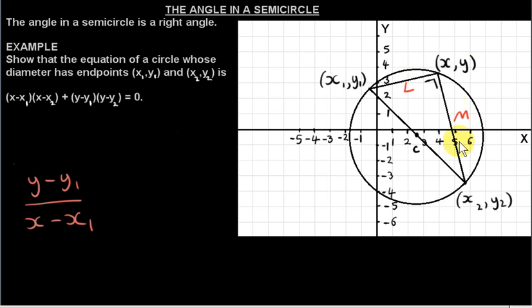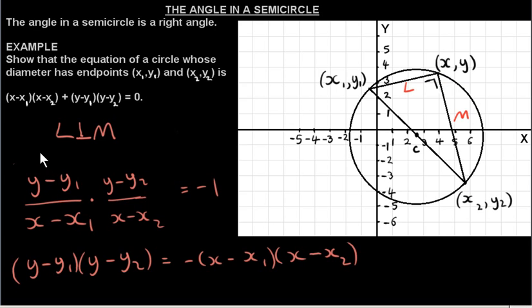Now, because L is perpendicular to M, if we multiply the slope of L by the slope of M, we get minus 1. So let's write in the slope of M. Starting with this point, we have y minus y2, the difference in the y's, over x minus x2. So the slope of L times the slope of M must equal minus 1.